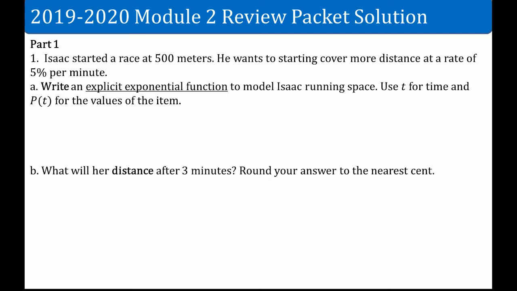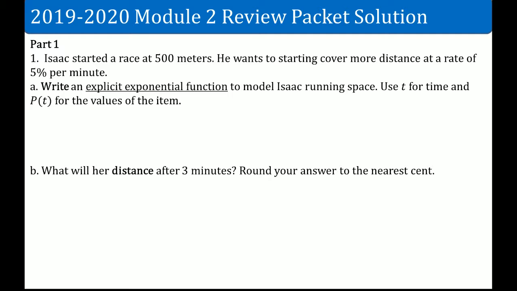of the review packet. Right here, what we see is Isaac starts a race at 500 meters and he wants to start covering more distance at a rate of 5% per minute. You're going to write an explicit exponential function to model Isaac's running speed. You're going to use t for time and p(t) for the value of the item.